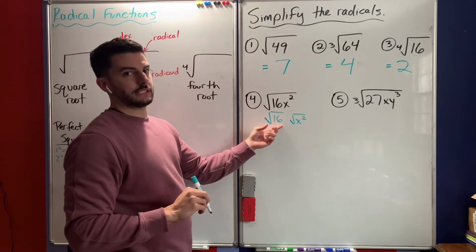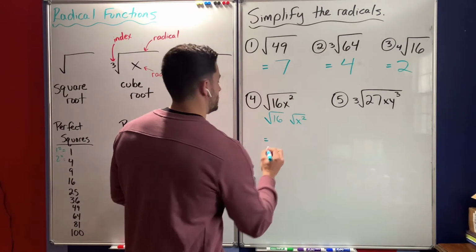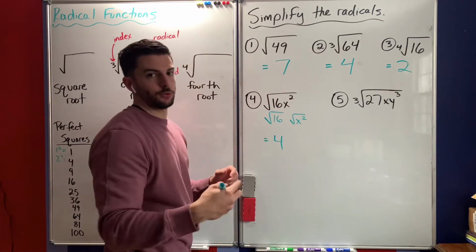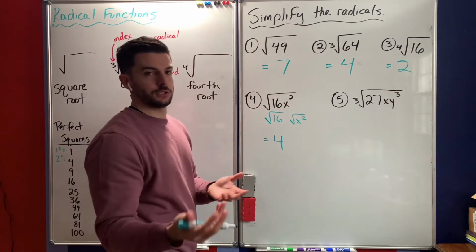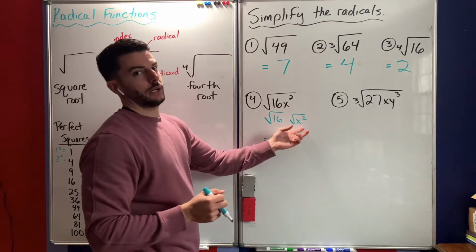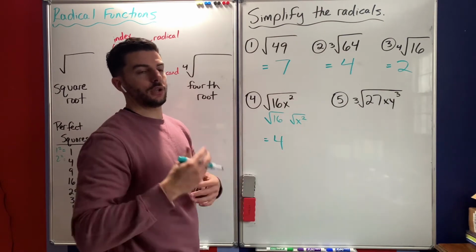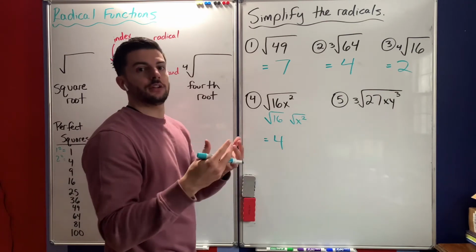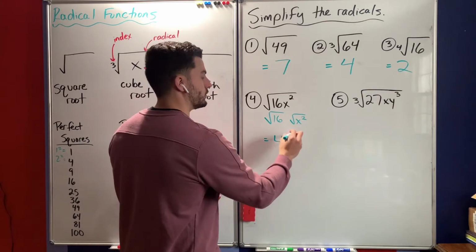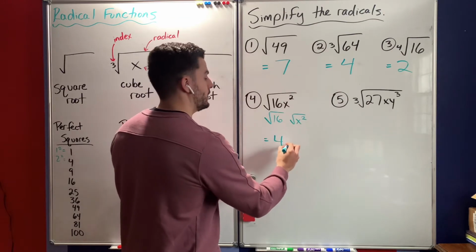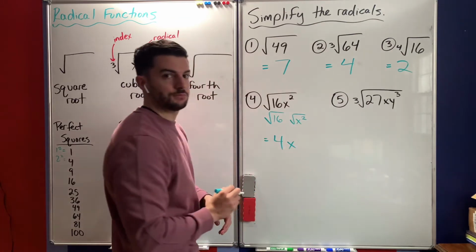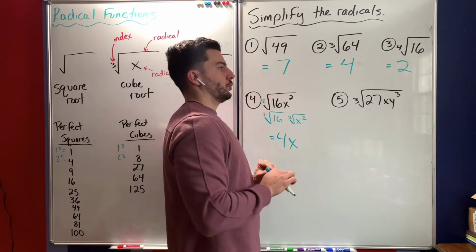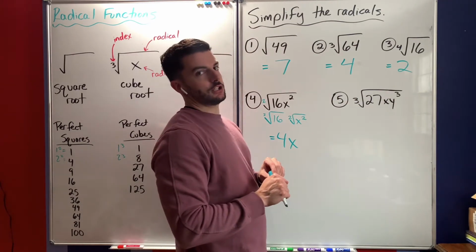So the square root of 16 would be 4, right? 4 times 4 is 16, and that's just a normal square root. But then the square root of x squared. And so for this one too, we're thinking, okay, what times itself would equal x squared? And that's easy, right? Something times itself equals x squared, we could just say x, right? x.